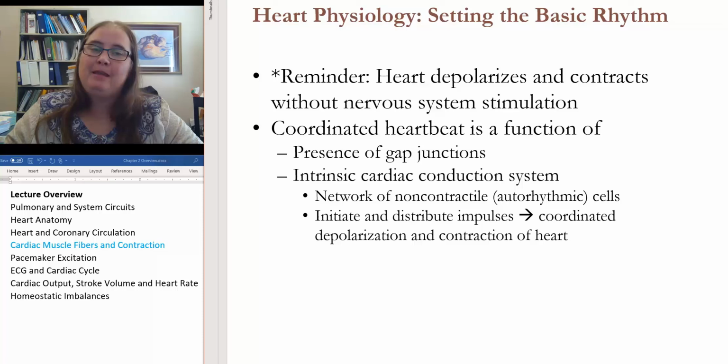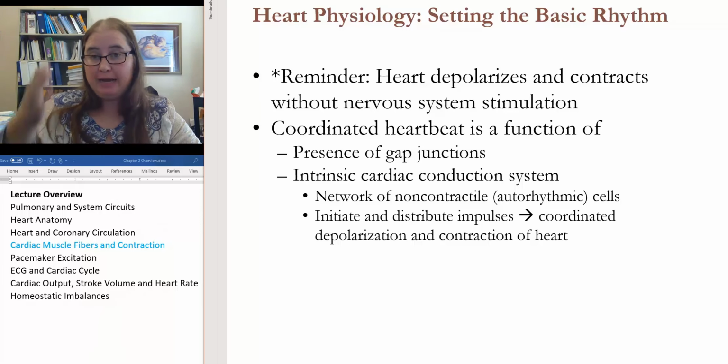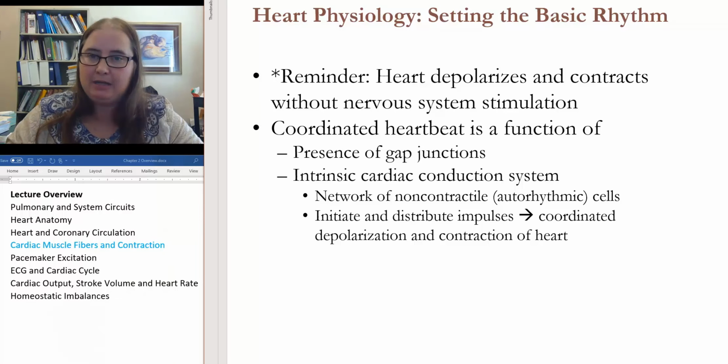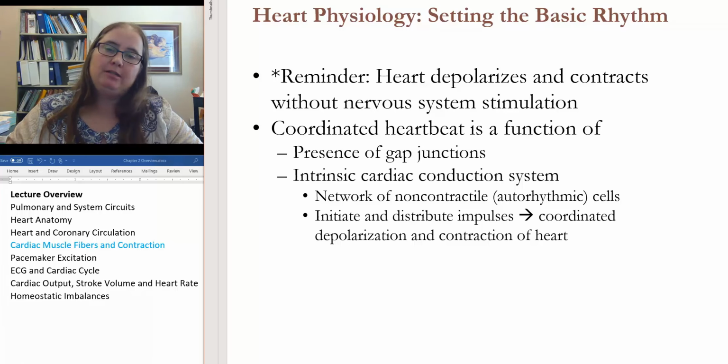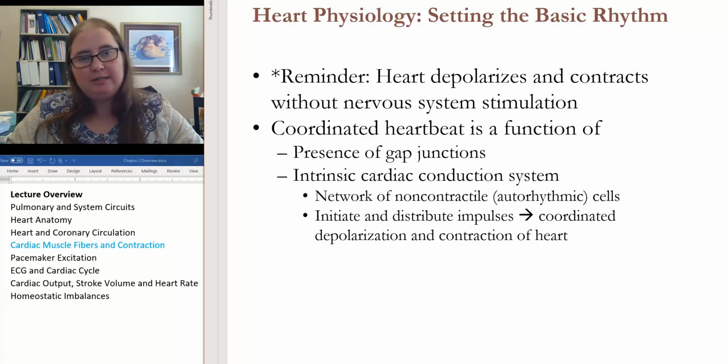The coordination of the heartbeat comes from the fact that we have those gap junctions that allow those ions to move freely between cells, but also because of our pacemaker population. Those two things allow us to have that functional syncytium, that coordinated heartbeat. So this non-contractile population, again, let me go back to a black pen.